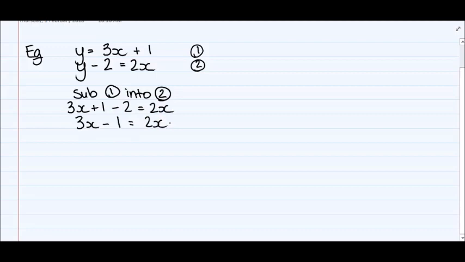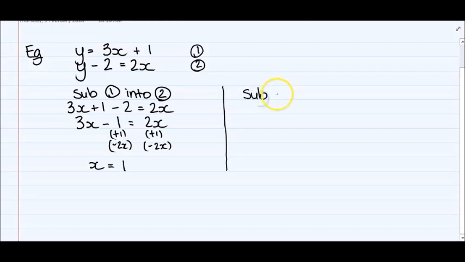The next thing I want to do is get all of my x's together. So essentially what I'm going to do is I'm going to put the plus 1 over this side, and I'm going to be a bit naughty and I'm going to do 2 steps in 1, and I'm going to subtract the 2x from this side. So I'm left with x equals 1. Okay, that's not finished. I know what x is, but now what is y?